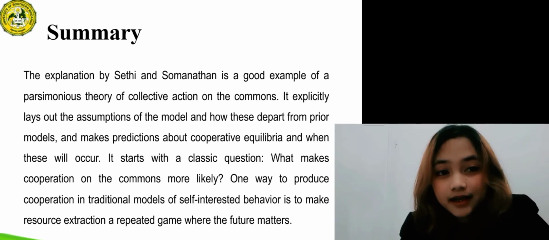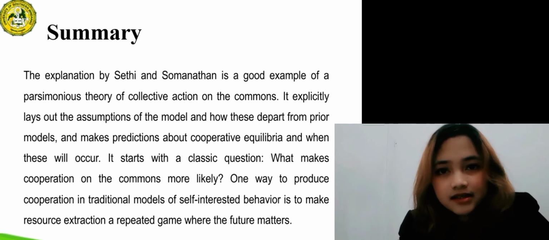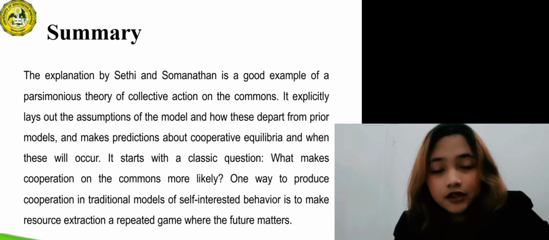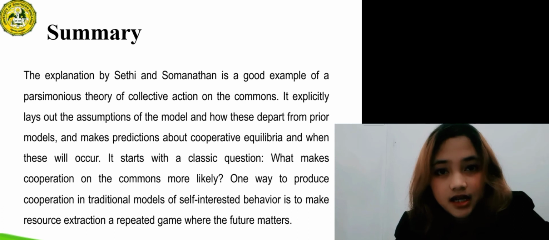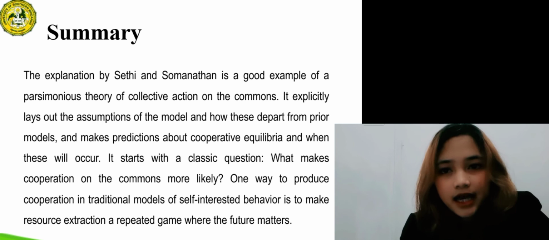Before we end this discussion, let me share with you the summary of the parsimony versus complexity trade-off. The explanation of Sethi and Somanathan is a good example of a parsimonious theory of collective action on the commons. It explicitly lays out the assumptions of the model and how these depart from prior models, and makes predictions about cooperative equilibria and when this will or possibly will occur.